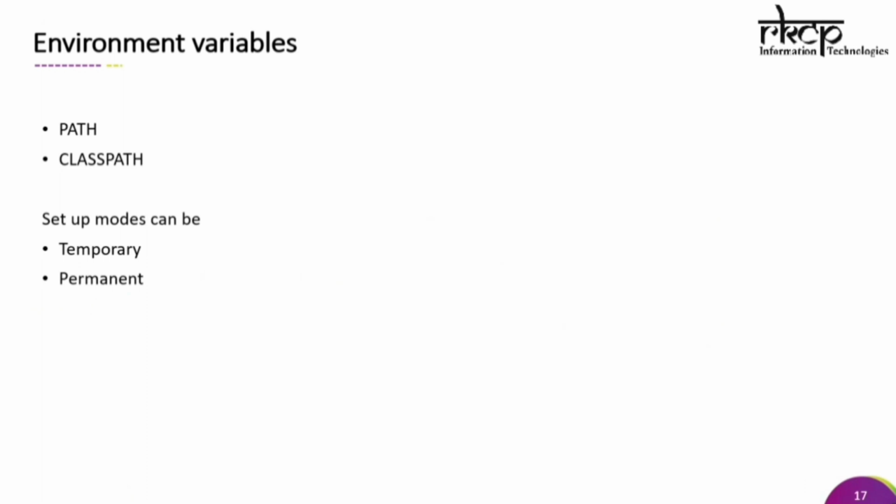If you want to use any library from JRE, like the default library rt.jar, or any jar file or any class, then you have to set the classpath. For the jar file, you have to set the classpath. For setting these two, path and classpath, you have two ways. One, you can set temporarily. Second, you can set permanently.